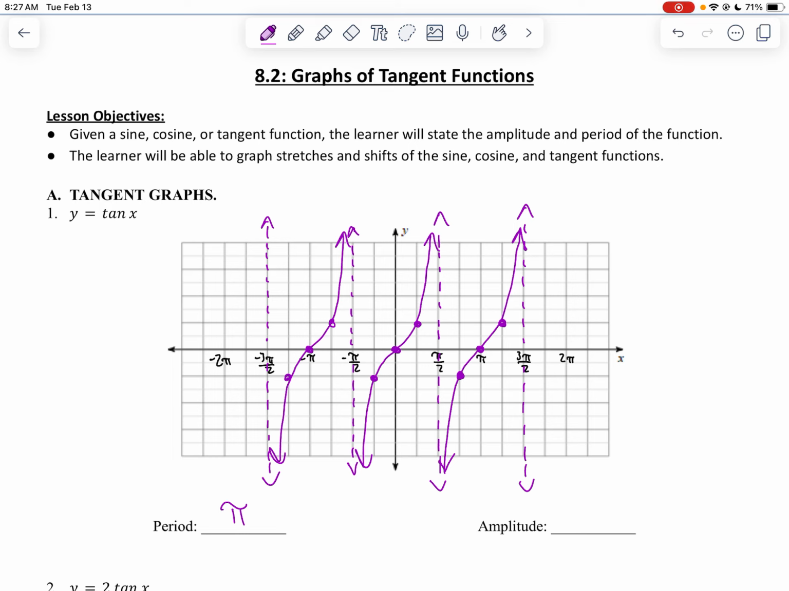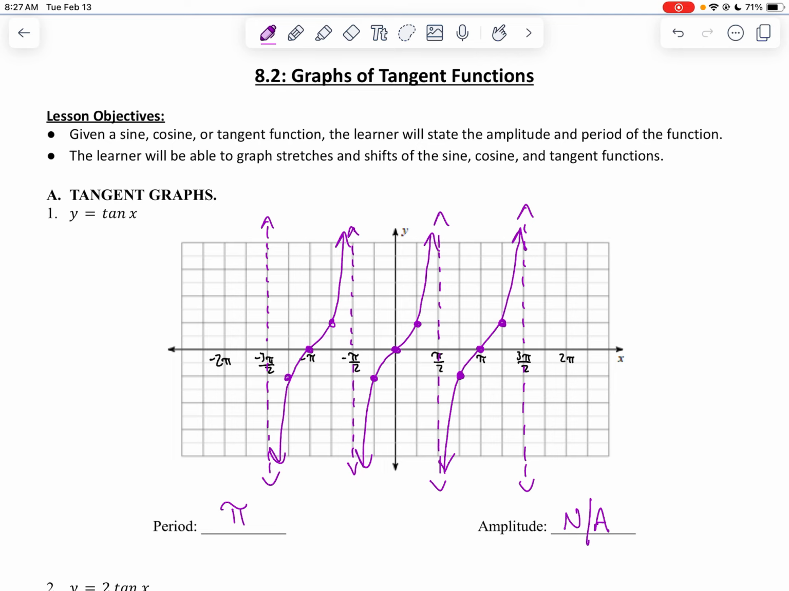What that means is there is no amplitude. There is no defined height because I can't measure from the middle to the top or the middle to the bottom because they go on infinitely. So for tangent, we're not going to talk about amplitude because it's not applicable. There is no defined height with a tangent graph. So, period, that cycle of time to complete the pattern, it takes the amount of pi. Amplitude doesn't exist because it's undefined.